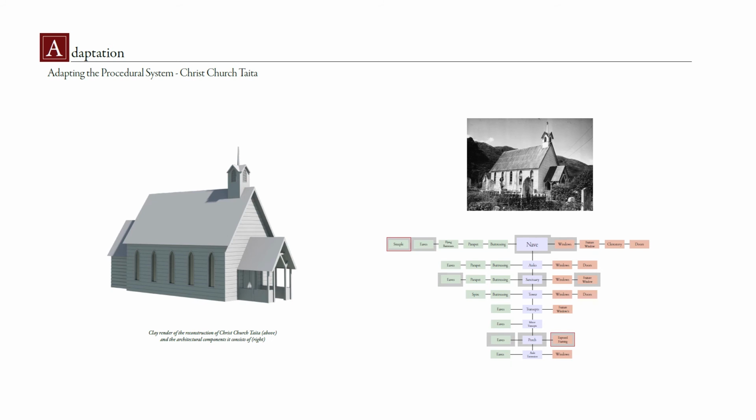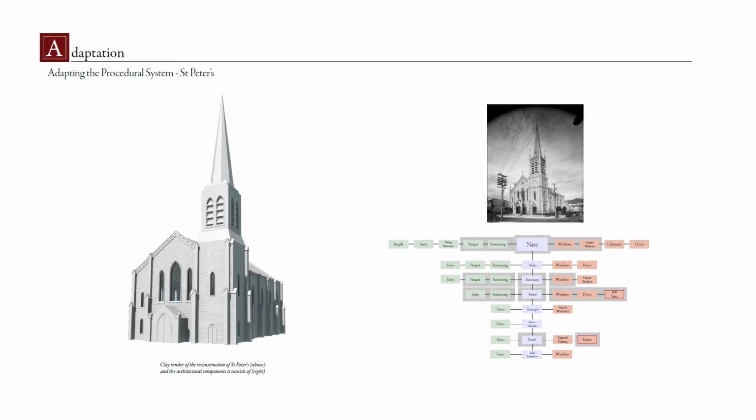Another church that I reconstructed was Christ Church in Taita. This was because it is one of the oldest churches in the Wellington region, and it is also a very small church. So I wanted to see if my procedural system could flex and create small designs as well as large designs. And so this also led me to the reconstruction of St. Peter's, as it was the opposite side of the spectrum, being a very large design. However, not too many component categories actually had to be added for that.